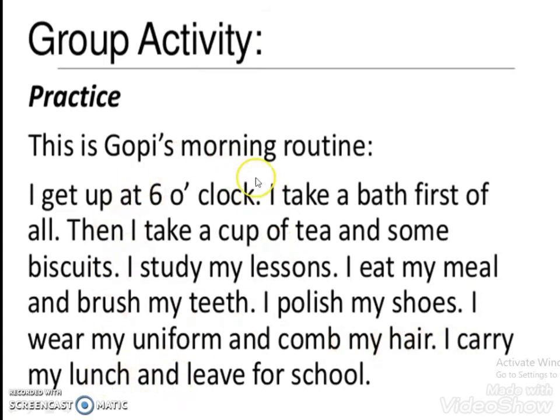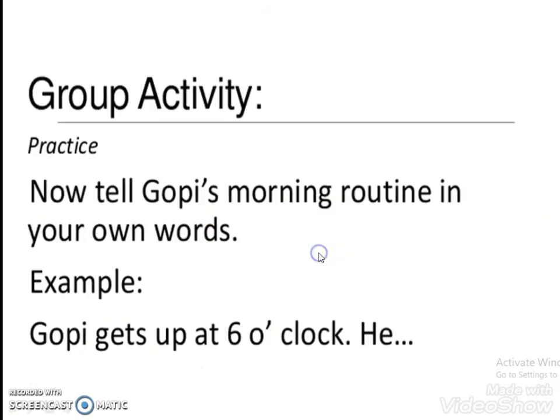So this is Gobi's morning. He is talking about himself. When I want to talk about myself, I use the pronoun I. And as you look, he is telling it in the simple present tense. When we use I, because I use I to talk about myself, I didn't add an S to the action verbs.